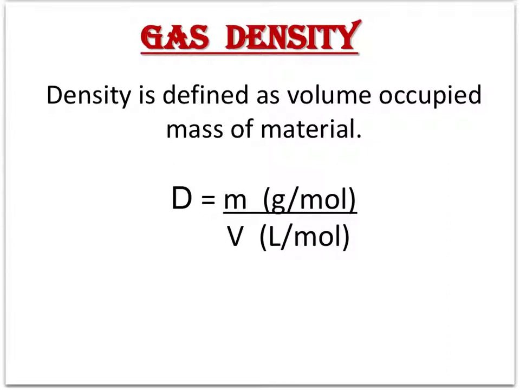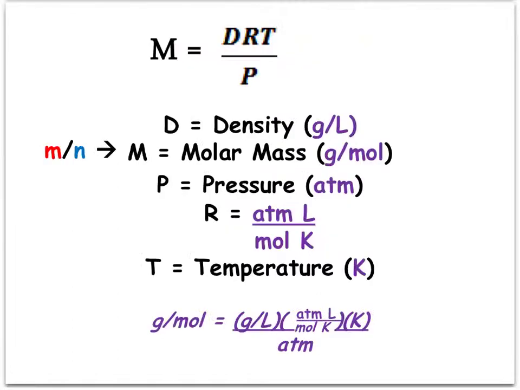The property of density of a gas can also be explored. Density is a ratio of a gas's mass to its volume. With some rearranging of the ideal gas law formula, we come up with the formula that molar mass M is equal to dRT over P, the density times the ideal gas constant times temperature divided by pressure. Again, the ideal gas constant depends on which unit of pressure is used.